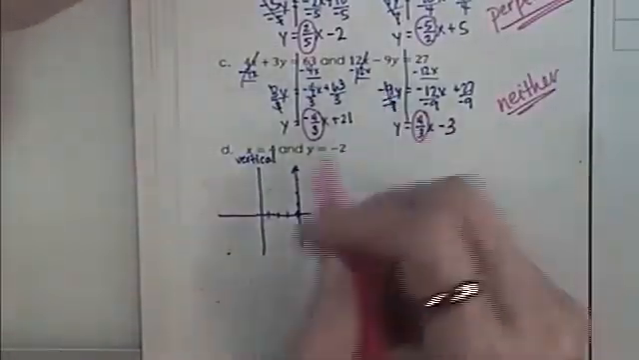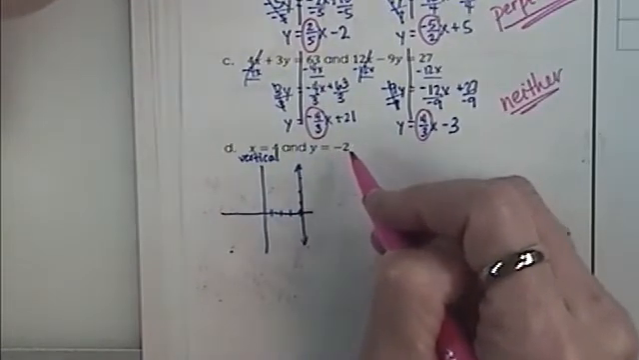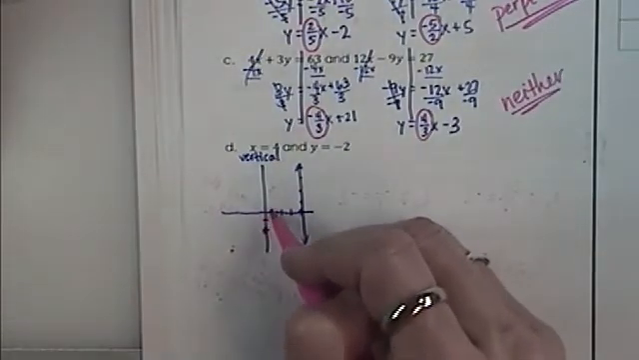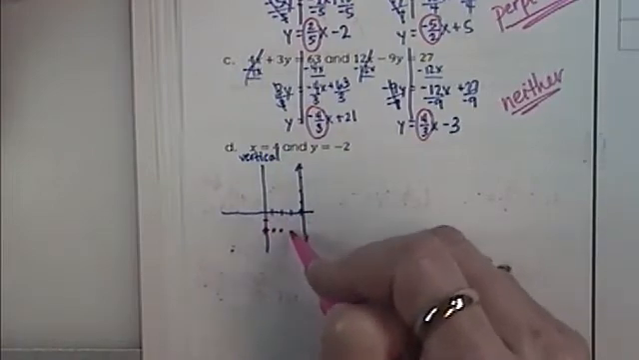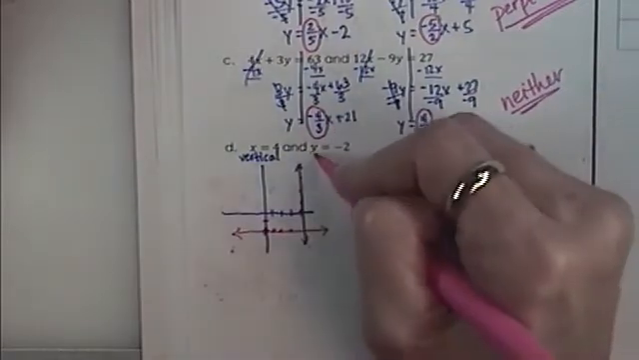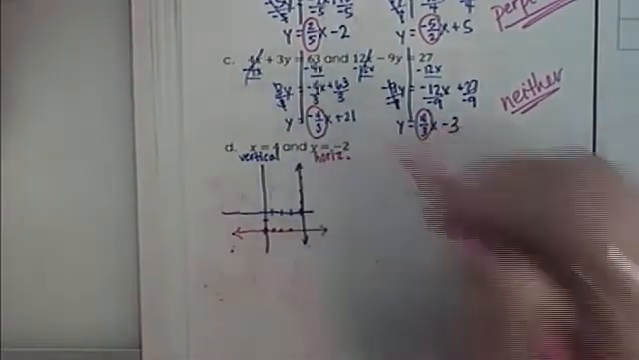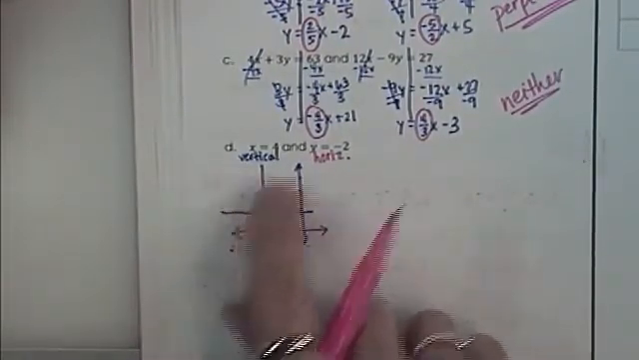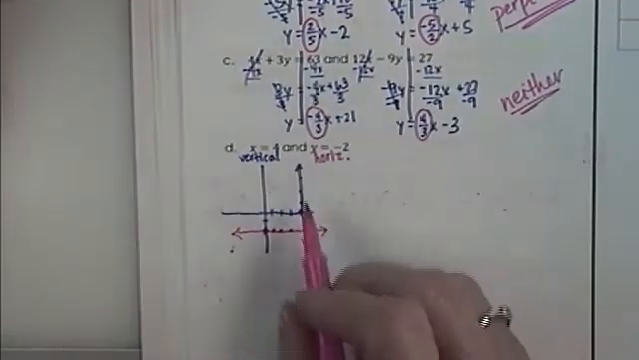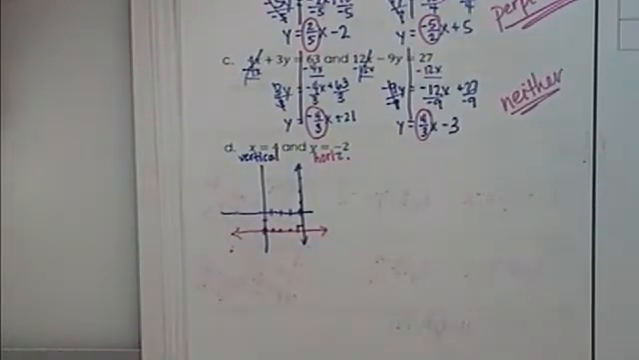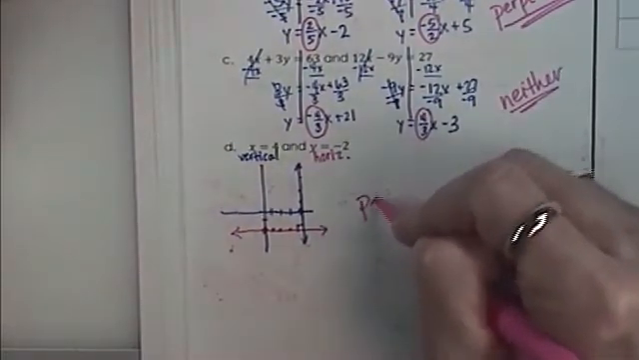Y equals -2 means that every y coordinate for this one would be -2. So you could have anything for x: (0, -2), (1, -2), (2, -2), (3, -2). So what kind of a line does that form? That is a horizontal line. Anytime you see a line that's just y equals a number, that's horizontal. X equals a number, that's vertical. So if you can see right here, vertical lines and horizontal lines meet at a 90-degree angle. So these are perpendicular.